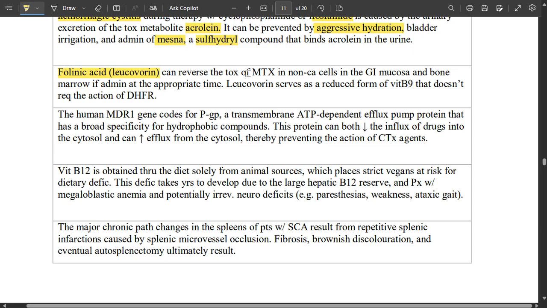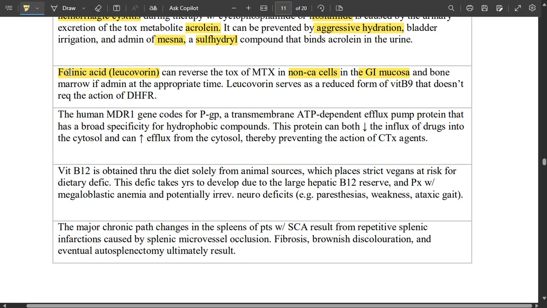Methotrexate inhibits the dihydrofolate reductase enzyme, which is responsible for the formation of active folate inside the body. So folate is decreased to a greater degree when methotrexate is taken. Therefore, the synthetic derivative of folic acid, which is folinic acid, must be given to patients taking methotrexate, especially to protect the non-cancer cells in the GI mucosa and bone marrow.